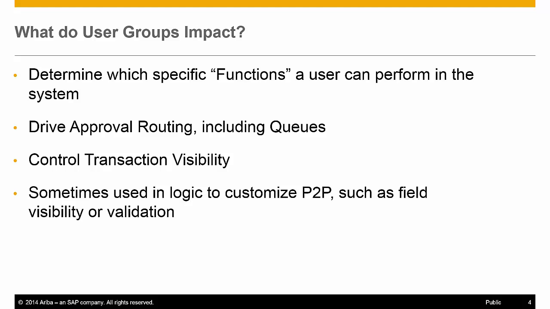Groups are further used to control transaction visibility, who has access to see what items and to what extent across the enterprise. And finally, sometimes groups are used in advanced ways to customize logic. In particular, who has access to certain fields and who does not. And in some cases, they drive certain validations in the system. So as you can see, there are a lot of different ways that we leverage groups in Ariba.